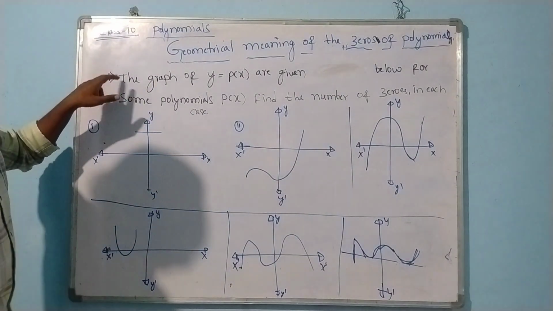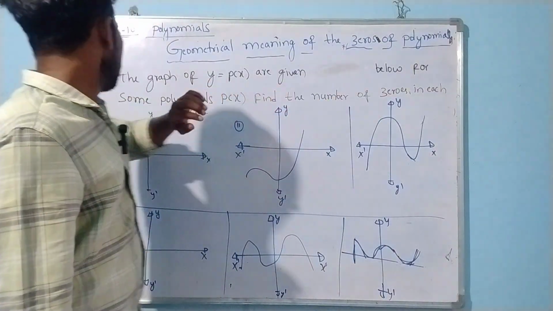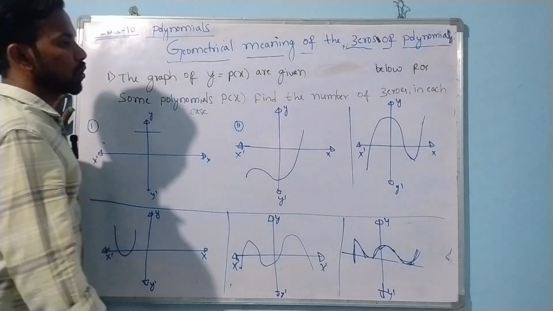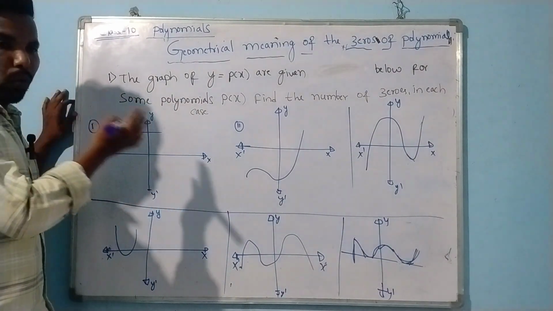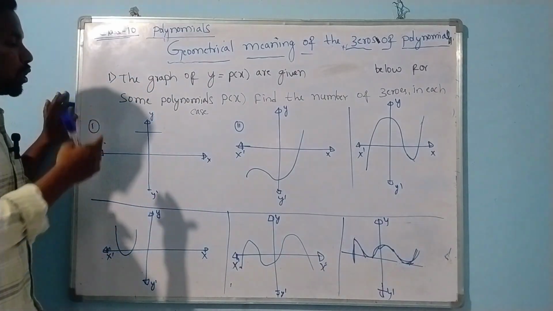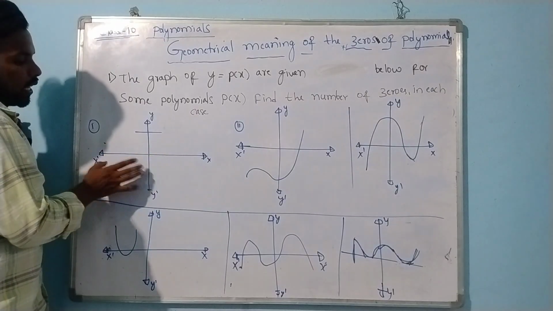So what is the question? The graph of y is equal to p of x is given below. For some polynomials p of x, find the number of zeros in each case. Number of zeros you have to find in each case. Just now you solved it. What is the condition for zeros? It should touch the x-axis.